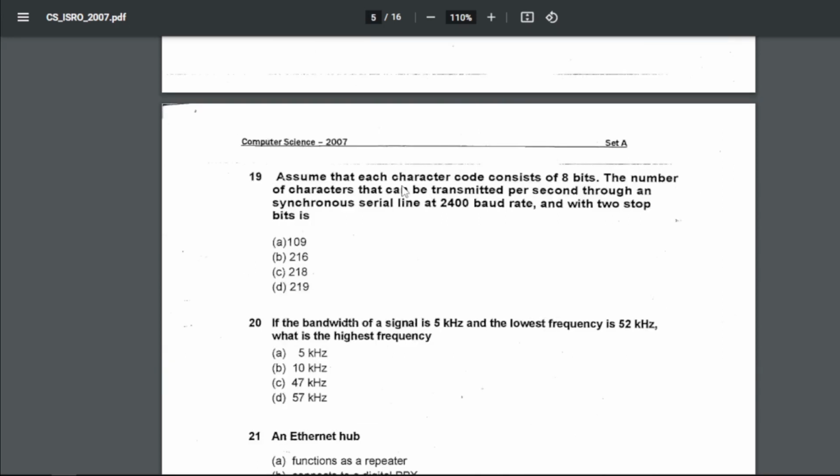Question number 19 is, assume that each character code consists of 8 bits. The number of characters that can be transmitted per second through an asynchronous serial line at 2400 baud rate and with 2 stop bits is what? So if you solve this, the answer we are getting is 300, which is not in the options. So in that year, whosoever ticked any of the options might have gotten the marks for this question, right? But if you solve this, the answer is 300.